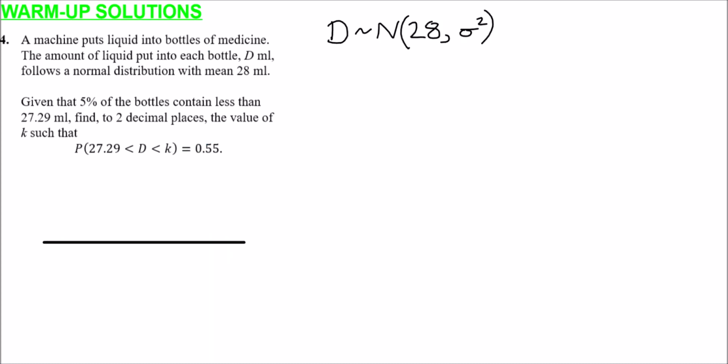So we know it's normal, so we can draw the normal curve on. We know the mean, so we can put the mean of 28 on here. And we're also told that 5% of bottles contain less than 27.29. So if I draw this on here, 27.29 goes there, and this proportion of the curve, where it's 27.29 mils or less, is 5%, which is 0.05. So that's our starting point.